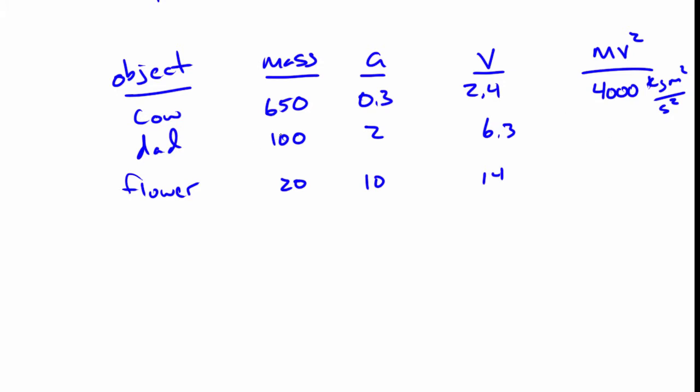Right? If you did 100 times 6.3 squared, I think you'd get about 4,000. And if you did 20 times 14 squared, you should get about 4,000. So this quantity, mv squared, is constant from object to object, which seems like it might be okay because we're applying the same force in each case over the same distance. So that's sort of nice. Now, of course, we've already seen that this is a joule, so this is somehow related to energy.